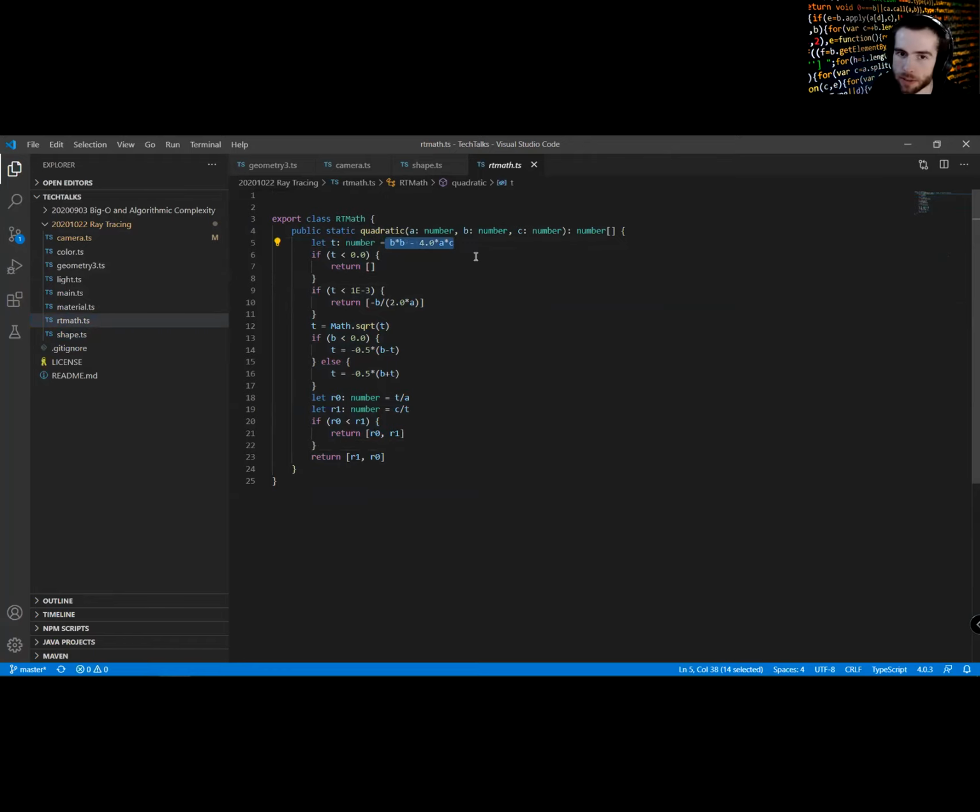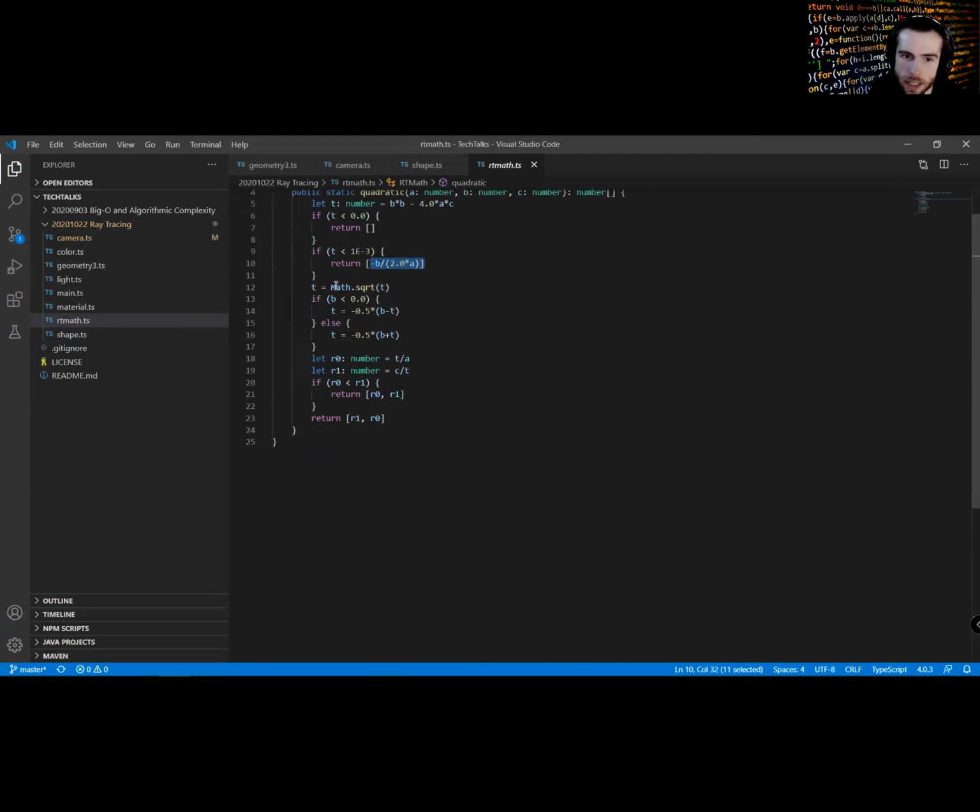So we calculate b squared minus 4ac, and if it's less than 0, we get no results, so we return an empty array. If it's less than a certain threshold, we only get 1 result. So we assume that b squared minus 4ac is 0 and just return negative b over 2a. Otherwise, we take the square root, and we have those 2 results, and we return both of them. We actually put them in order, so depending on which one's larger, it goes last.